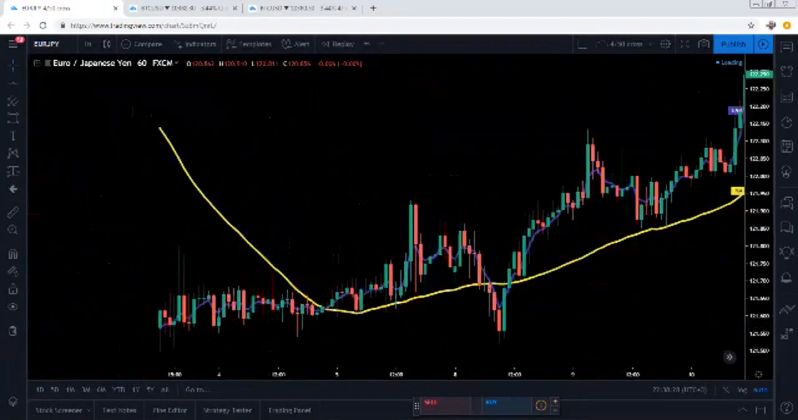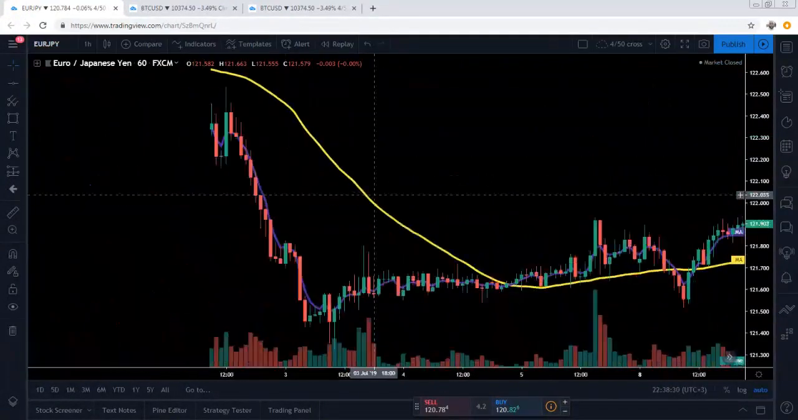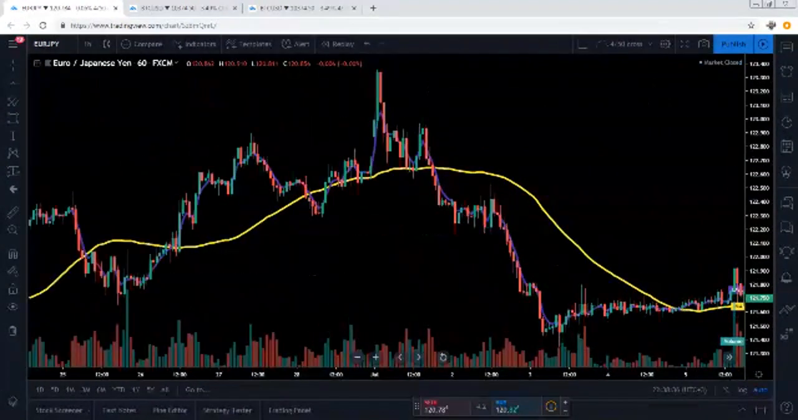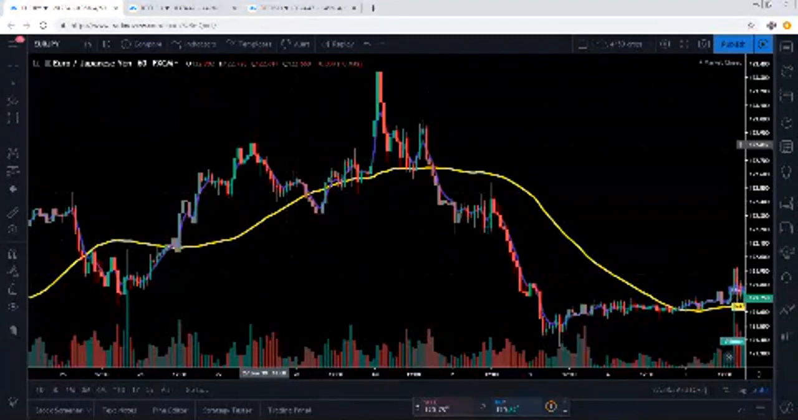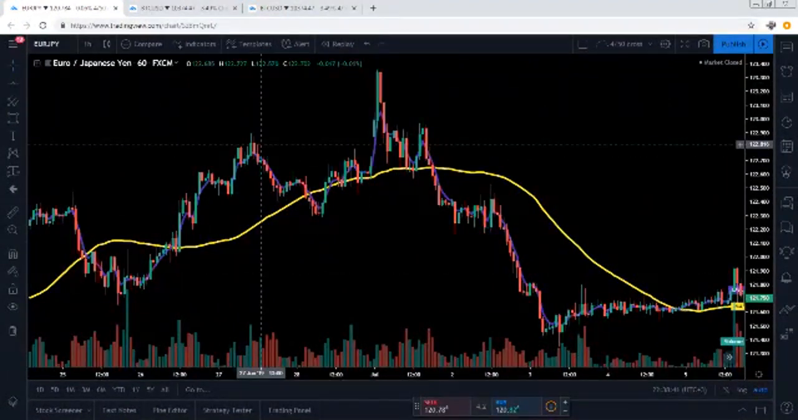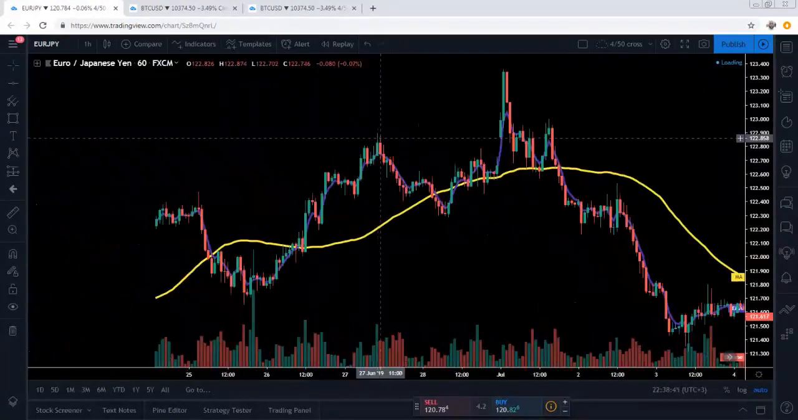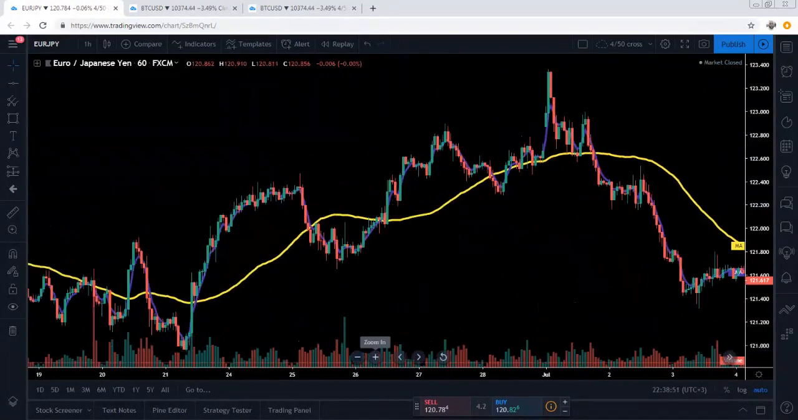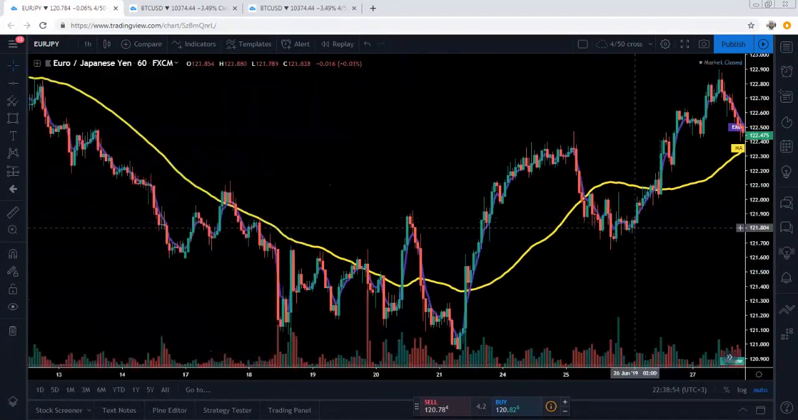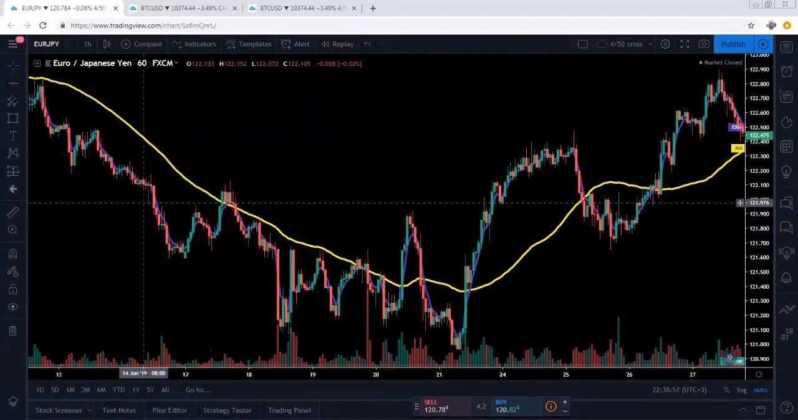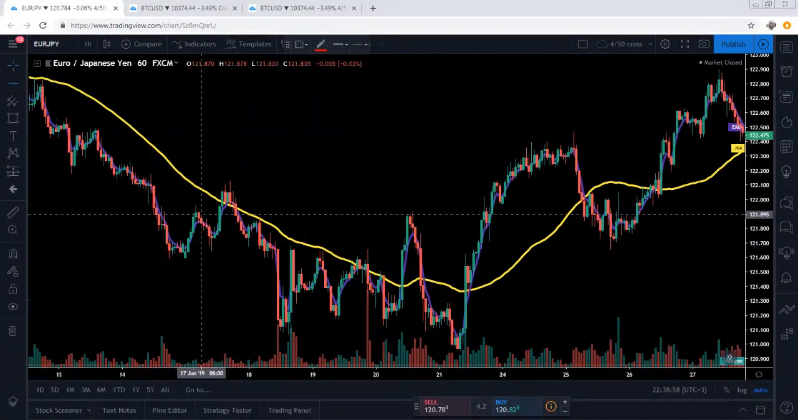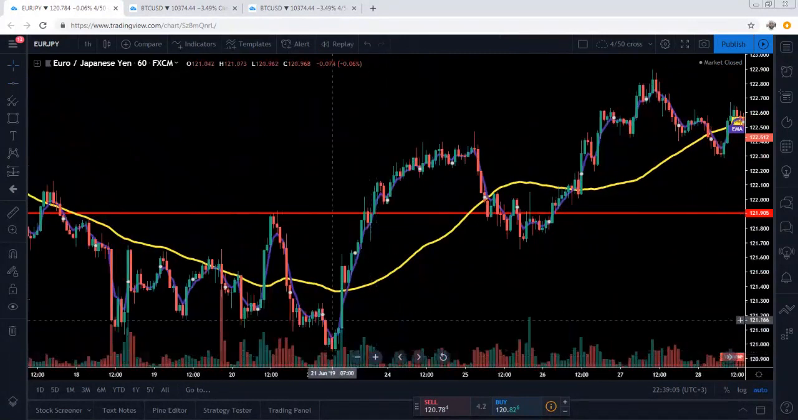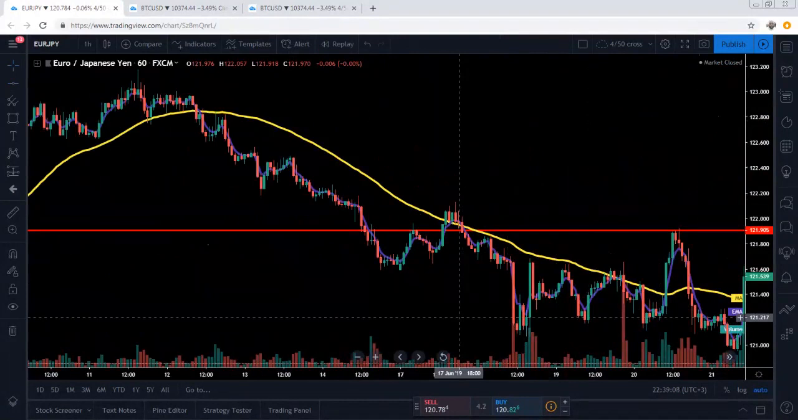Let's go to EURJPY. Let's look. Let's tighten this up. Bullish, bearish, lower high, lower low. Let me tighten it up, see if I can find something earlier. Boom. There's one right there. Bullish, bearish. Y'all know what I mean when I say bullish and bearish, right?